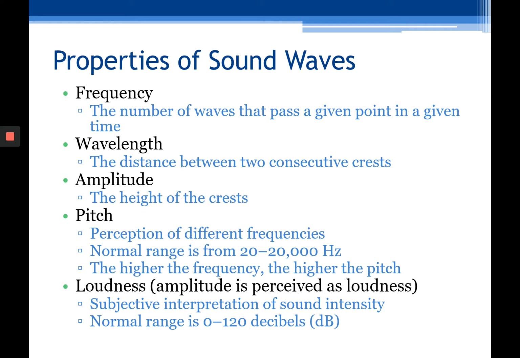And then amplitude, we're talking about the height of the crest of the waves, of each individual wave. Wavelength, we're talking about the distance between the top portions of the waves or two consecutive crests. And frequency is the number of waves that pass a given point in a given time. So if more waves pass a given point in a given time, that's going to increase pitch.